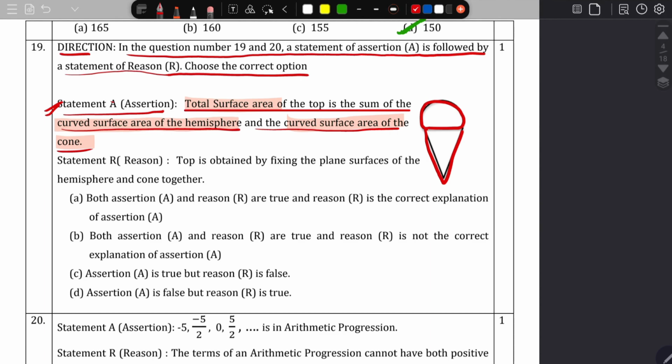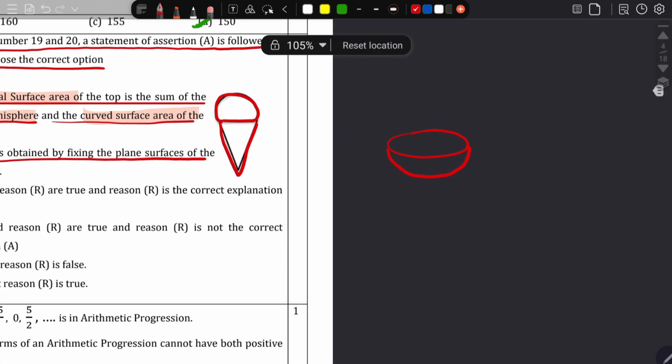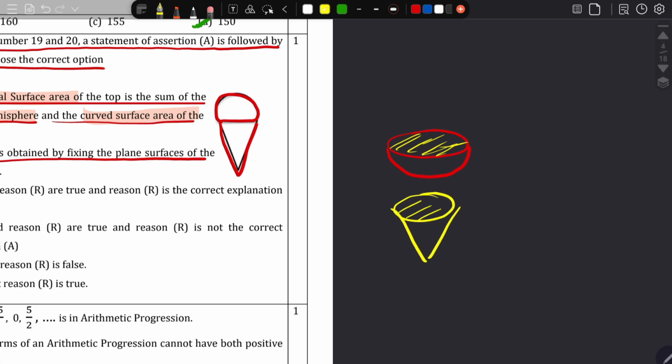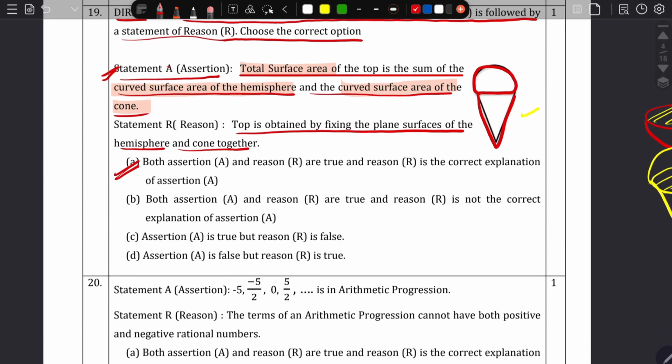Next, come to the reason. The top is obtained by fixing the plane surface of the hemisphere and the cone together. The plane surface of the hemisphere is the circular portion, and the cone shaped top also has a plane surface. If these both are fixed together, it will form the required top. So the reason is also correct. Therefore both assertion and reason are true, and it's a correct explanation also. Option A is the right answer.